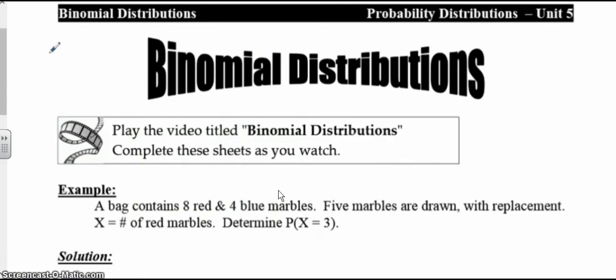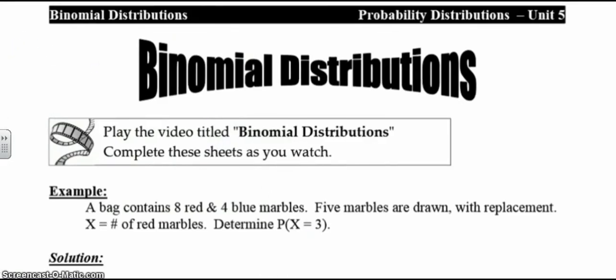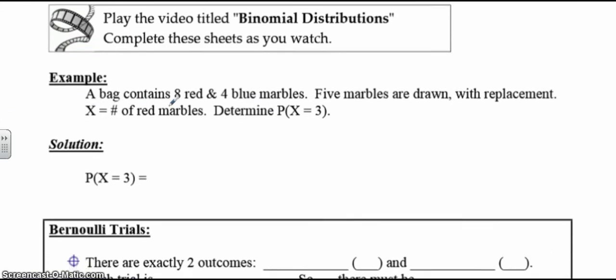This is when you can start copying down into your course pack. So the example is, a bag contains 8 red and 4 blue marbles. 5 marbles are drawn with replacement. X is the number of red marbles, so make sure you know what we're talking about. Determine P(X = 3). So what does this mean? If you read the symbols, it's the probability that the number of red marbles is equal to 3. So if you're drawing 5 marbles, that means you have to have 3 red and 2 blue.